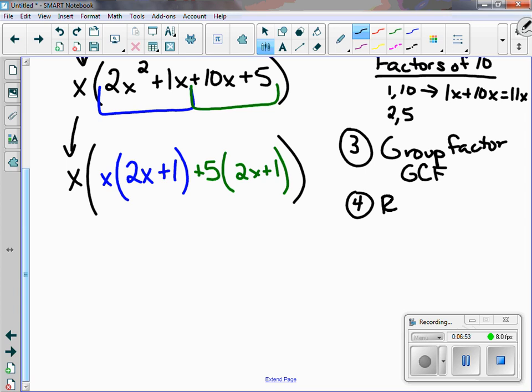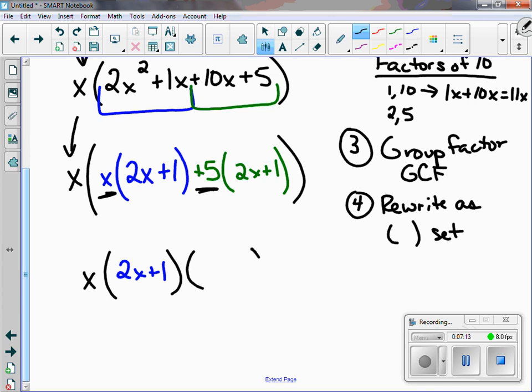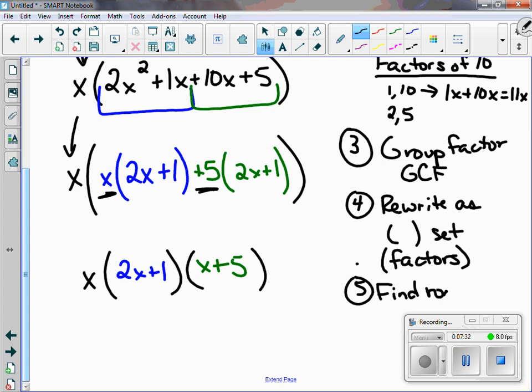So step 4, rewrite as parentheses. So the x still has to hang out on the outside. My first parenthesis is going to be that 2x plus 1. Second parenthesis, remember, is the outside portion. And that's going to be an x plus 5. So these are my factors. If I wanted to find the roots, what would you do to find the roots? That would be set them equal to 0. So find roots slash zeros if necessary.